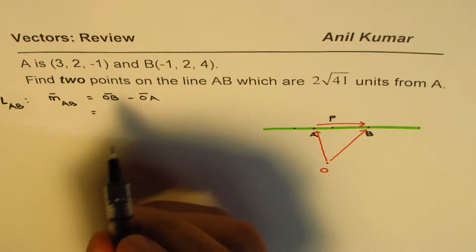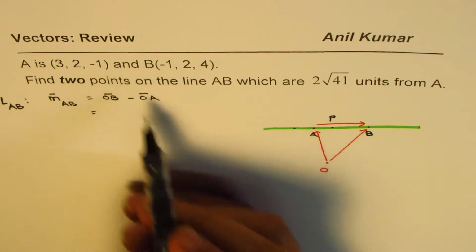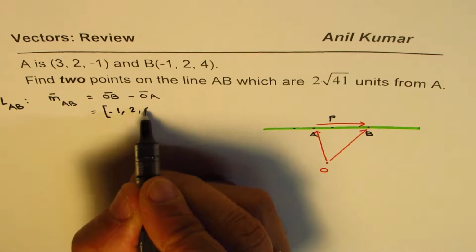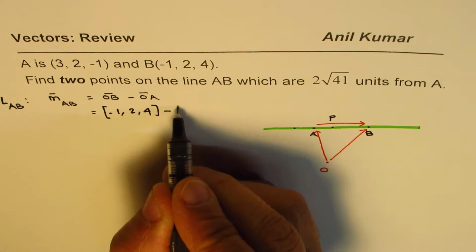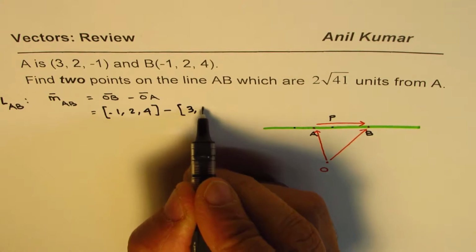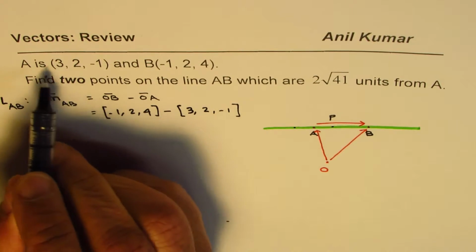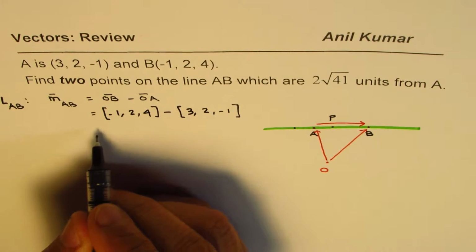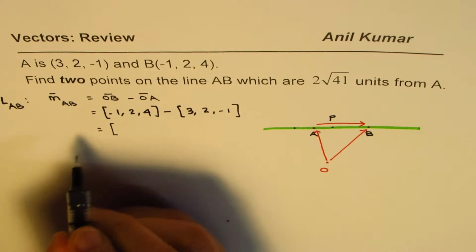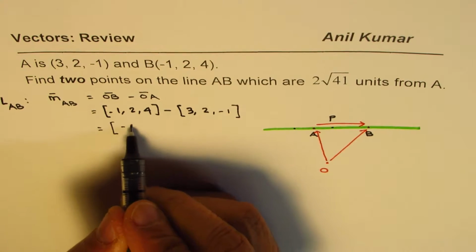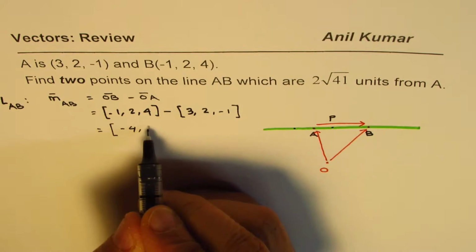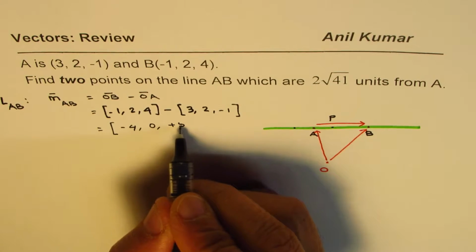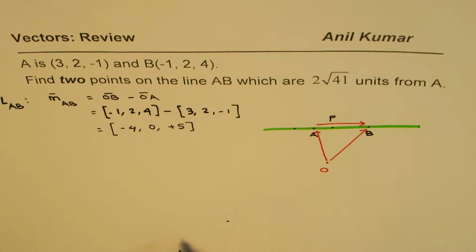So in our case, O to B will be this minus 0, the same point, so we can write this as (-1, 2, 4) minus OA, which is the vector (3, 2, -1). So these are coordinate points, and that's the vectors OA and OB. That gives you the direction vector: we get -4, 2 minus 2 is 0, and 4 minus -1 becomes plus 5, correct?